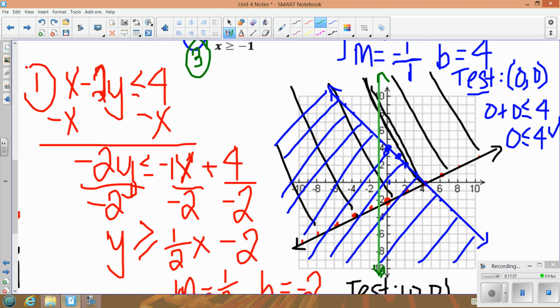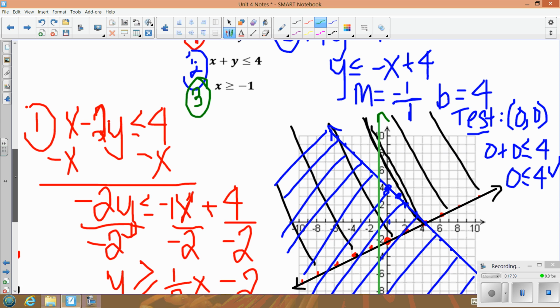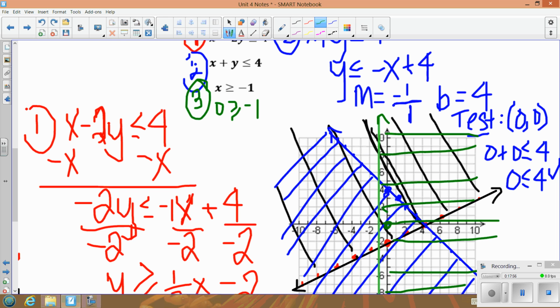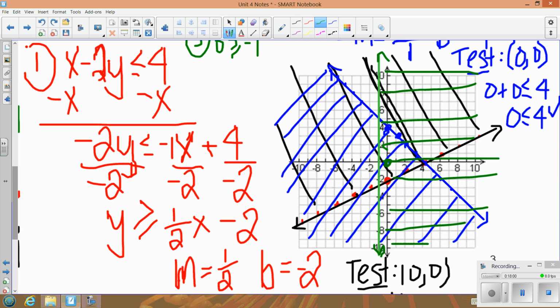And now we have to decide where to shade. So pick an x value. So let's say I pick 0. If I plug in 0, 0 is bigger than negative 1. So I'm going to shade over x equals 0. You can see this graph starts to look really messy, which is why I'm not filling in any solid shading yet. I'm just doing the lines.